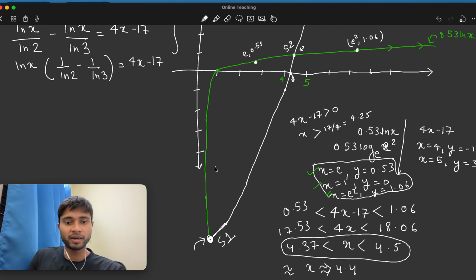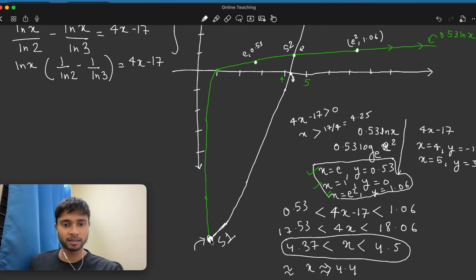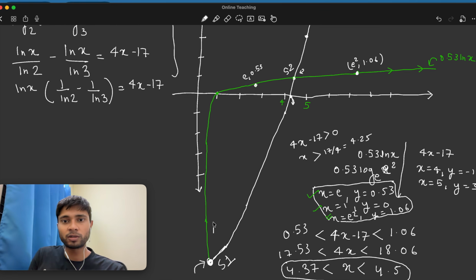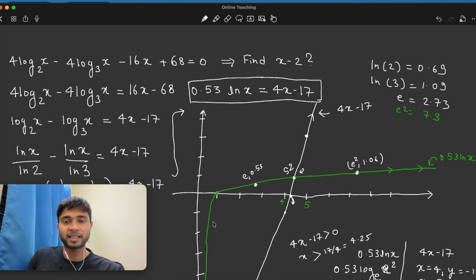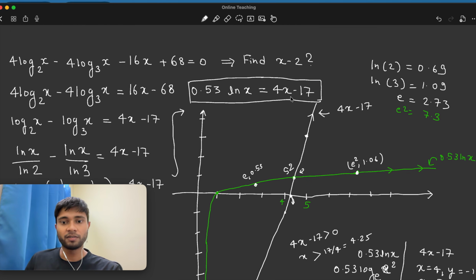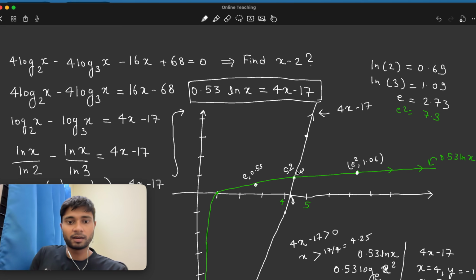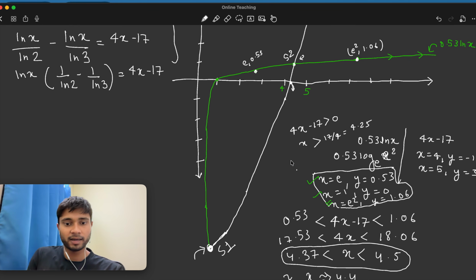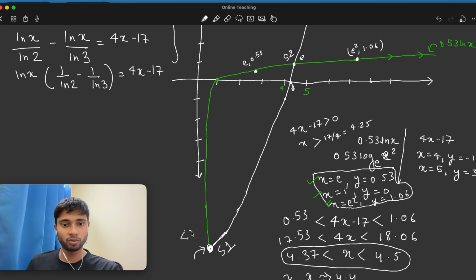Also, why I'm not interested in point S1 is because, as I initially told, this question was numerical based, so x minus 2 should be positive, which is possible here only. At this point x lies between 0 and 1, so x minus 2 will be negative, so this solution is discarded and this solution is acceptable.